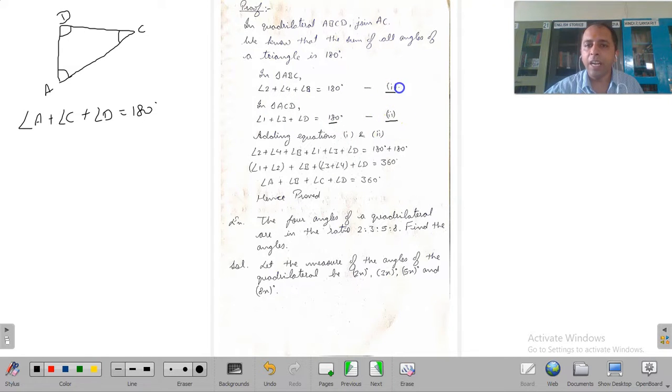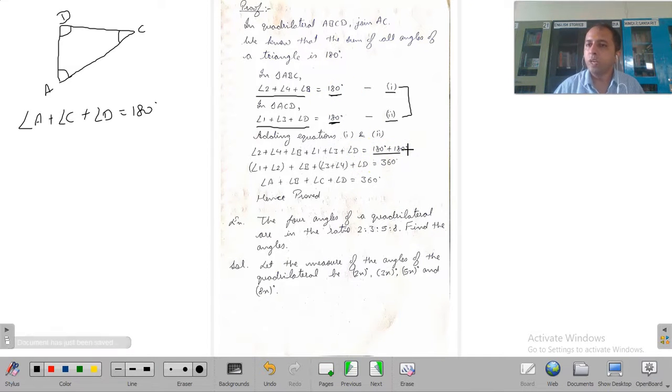Now if we add equation 1 and 2, if we add these two equations, what will we get? We will add left hand side with left hand side and right hand side with right hand side. So on the left hand side we have these angles. What will we write down? Angle 2 plus angle 4 plus angle B, from equation 1 we have taken this. Then angle 1 plus angle 3 plus angle D from equation 2 is equal to 180 degrees plus 180 degrees.